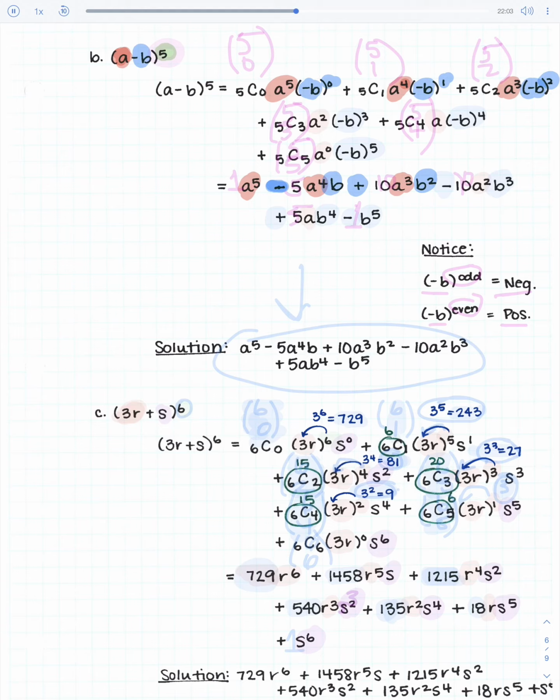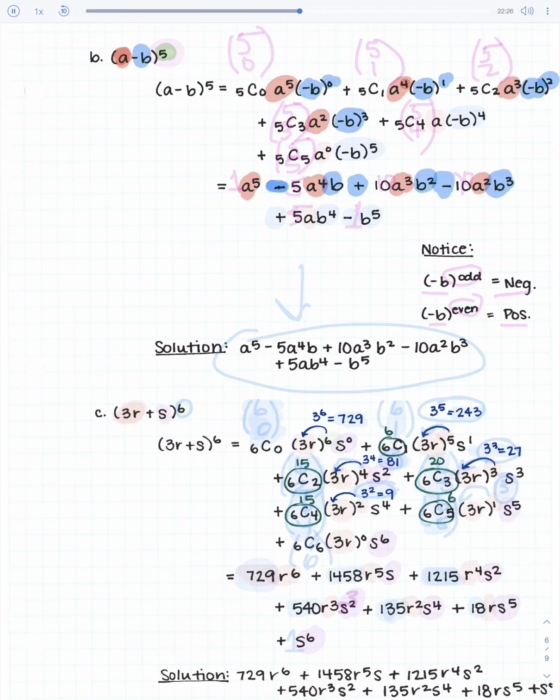Okay, continuing along, we're working our A's down. So we had A to the 3rd. Now we're going to be at A squared. And our negative B's are working their way up. We were at negative B squared. Now we're at negative B cubed. What happens when you cube a negative? It stays negative. We'll move the negative out in front, and it will stay as a B cubed.